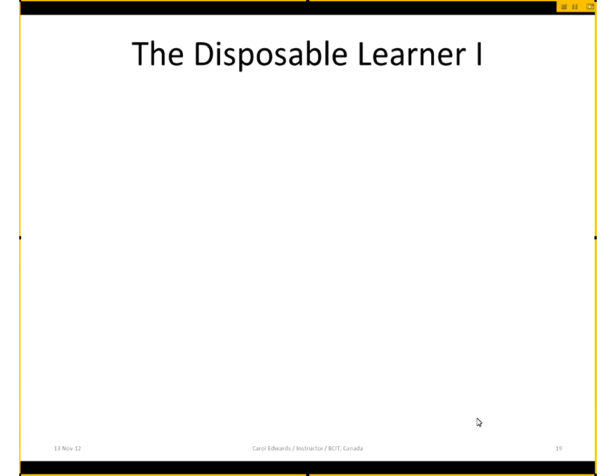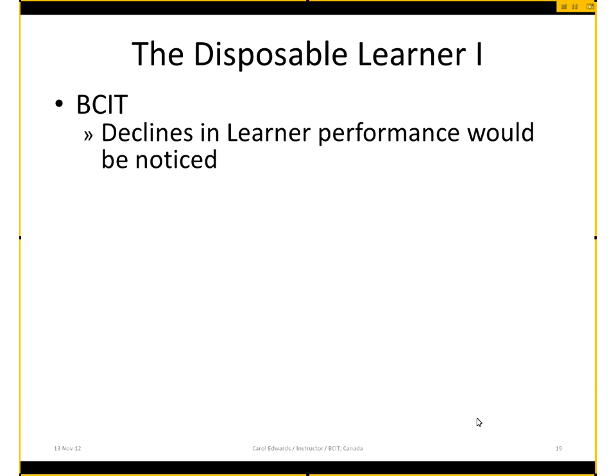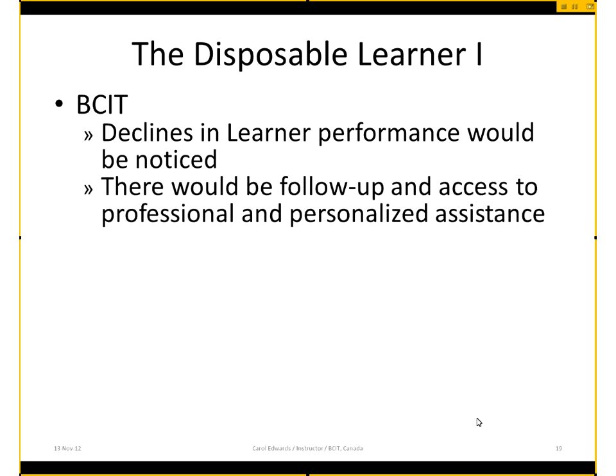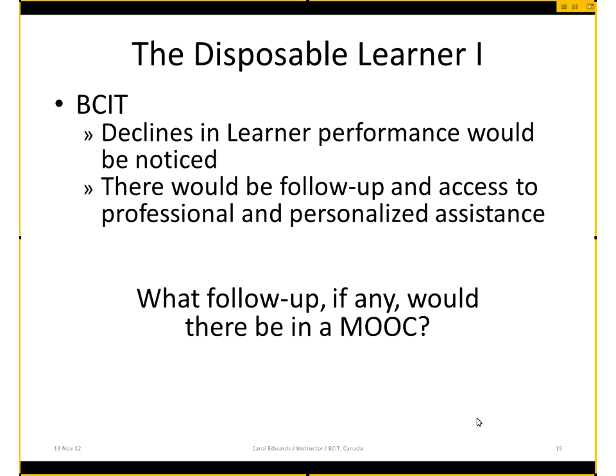Next concern. Learners were as disposable as used Kleenex on these MOOCs. At BCIT, we're extremely old-fashioned. If a learner's performance went off the edge of the cliff, we would notice it, and we would follow up. We would provide personalized assistance. There would be counseling, instructor peer tutoring, closer supervision, remedial or supplemental work.